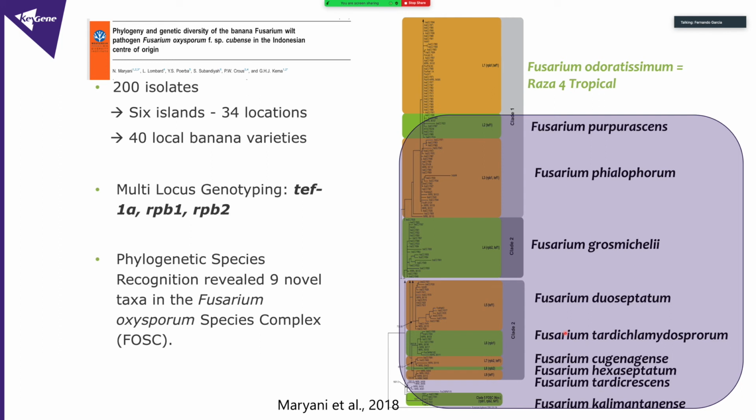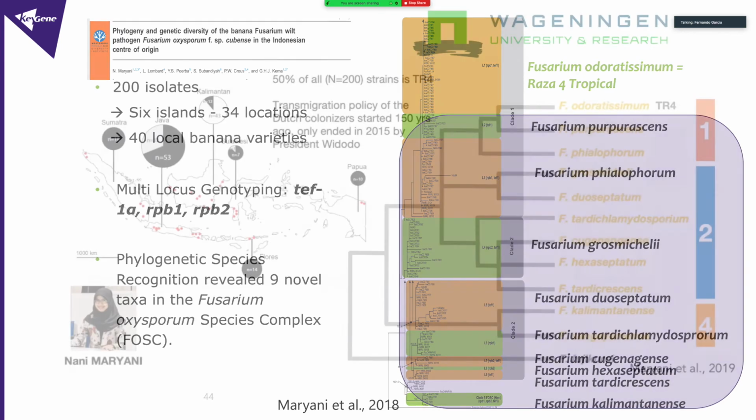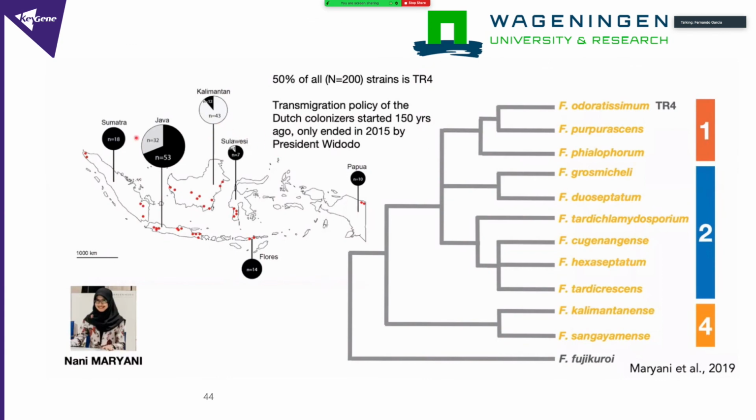They decided to make a new nomenclature for this, which is still under consideration, but the most important thing on this slide is that if you hear Fusarium odoratissimum, we are making reference to tropical race 4. That's the new name they gave to that specific strain known as Fusarium tropical race 4. From this analysis, she collected 200 isolates, and half of them were TR4, as you can see here. But the others, she decided, together with the other authors, are indeed different species.